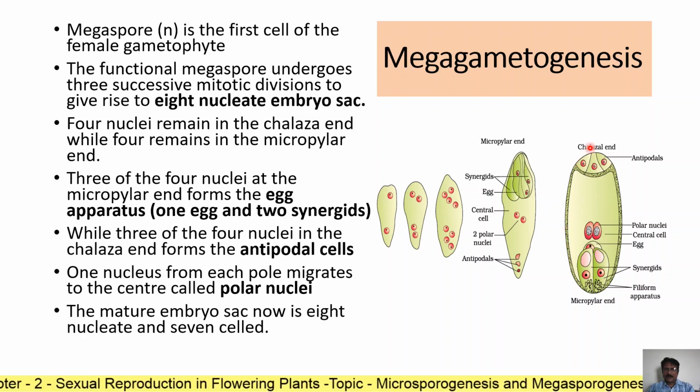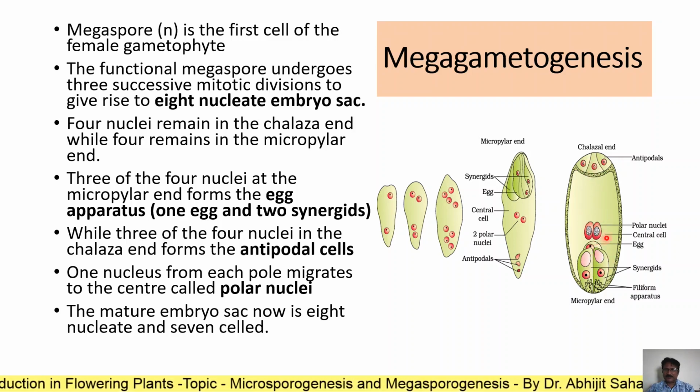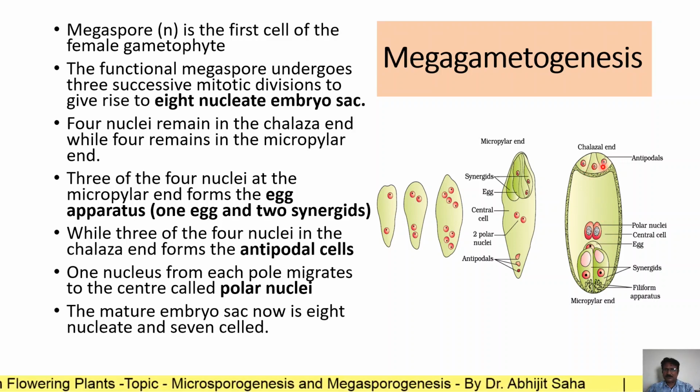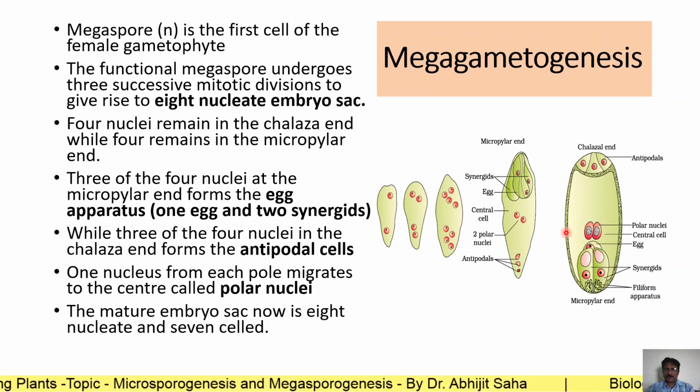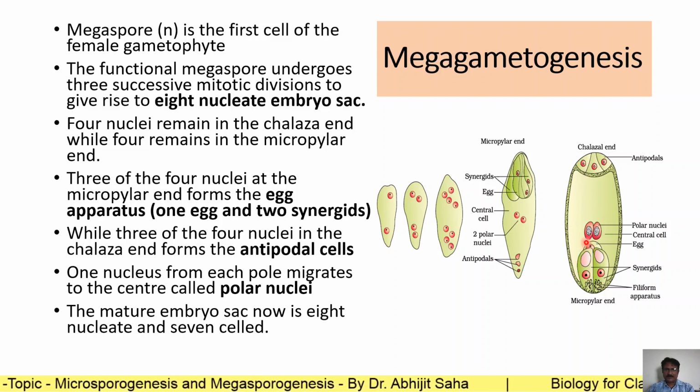Now this mature ovule has 3, 3, 1, that is 7 cells, but there are 3, 3, 2, that is 8 nuclei. So a mature embryo sac is called an 8-nucleate and 7-celled structure.